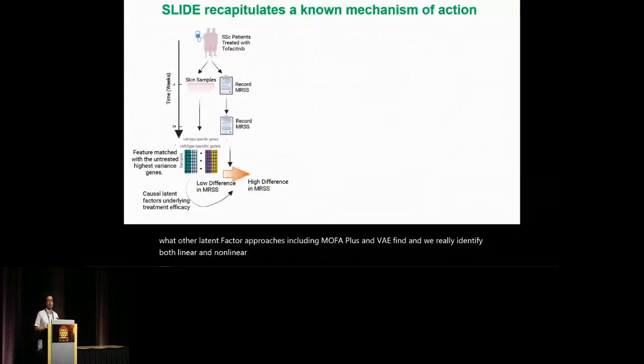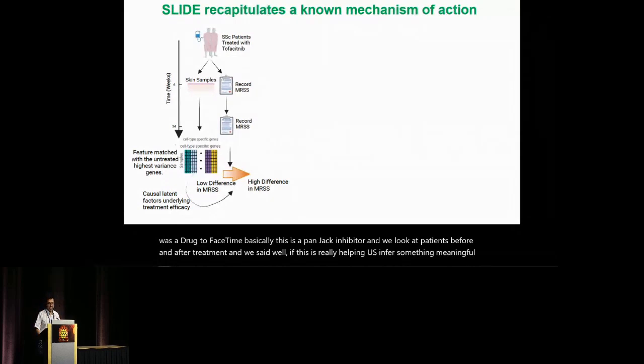We also asked a question: if we are really inferring something meaningful, then in a perturbation experiment, we should be able to recover known mechanisms of action. So this was a drug, tofacitinib. Basically, this is a pan-JAK inhibitor, and we looked at patients before and after treatment, and we said, well, if this is really helping us infer something meaningful, does it recapitulate the known mechanism of action?